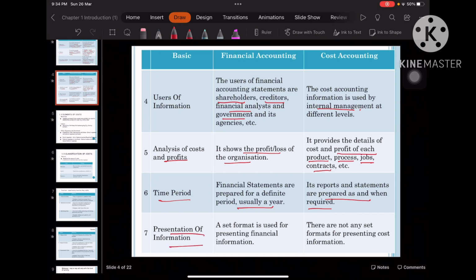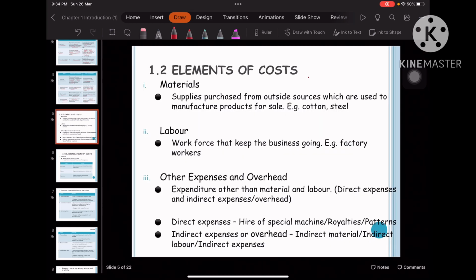All right, the last one, the presentation of the information. The presentation of the information for financial accounting is a set format. So this one we cannot change the format. If we have to follow the MASB, Malaysian Accounting Standard Board, then we have to follow the MASB, but not for cost accounting. There is no set format for presenting cost information. So it means there is no proper format, it depends on us how we would like to prepare.